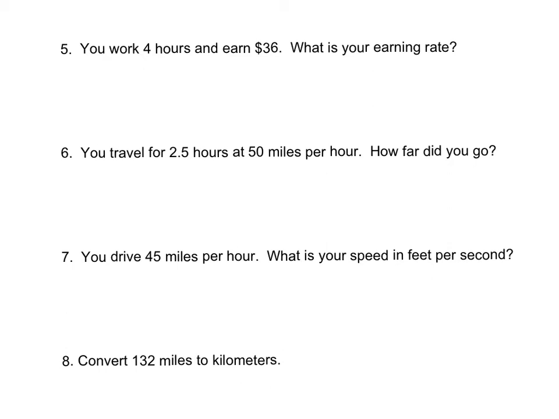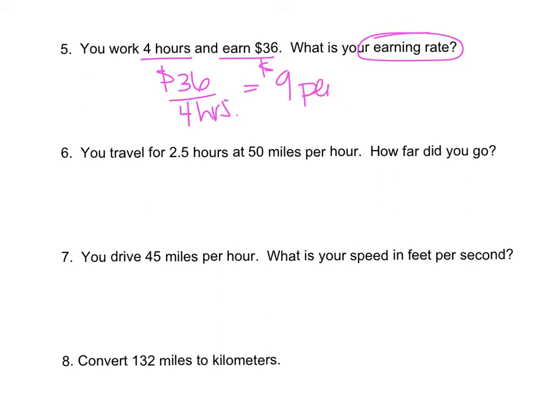So it says on number 5, on word problems, I like to underline and circle what I'm trying to find. So it says you work 4 hours and earn $36. What is your earning rate? This one's pretty simple. We're working 4 hours, we're earning $36. We want to know the earning rate, which is how much you're earning per hour. So all we have to do here is take the $36 divided by those 4 hours. 36 divided by 4, which gives us 9. So our answer would be $9 per hour. Pretty simple on that one.